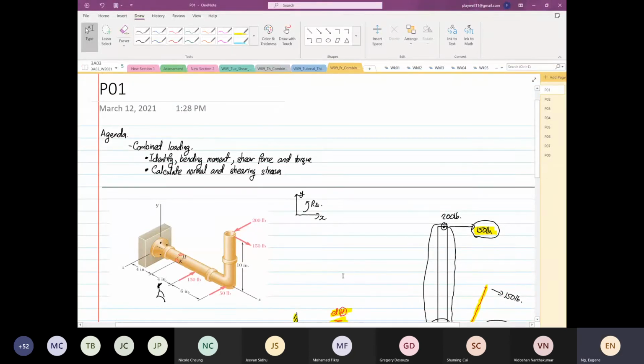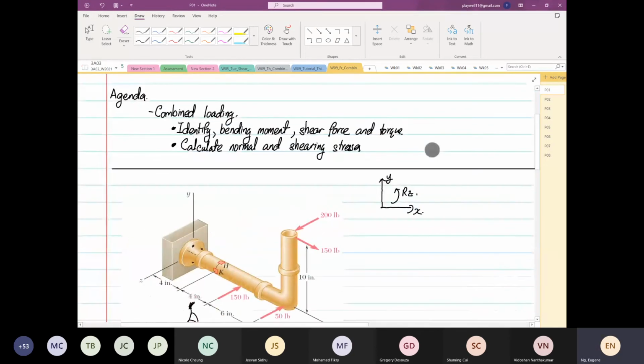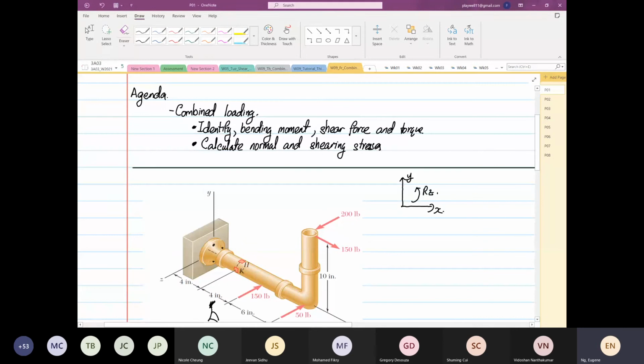So today there's quite a bit to teach. We are going to look into combined loading. The topic is still the same, but I'm going to be more specific. We're still identifying bending moment, shear forces, and torque. Then after that, we're going to calculate normal and shearing stress, and then we're going to construct the elements.